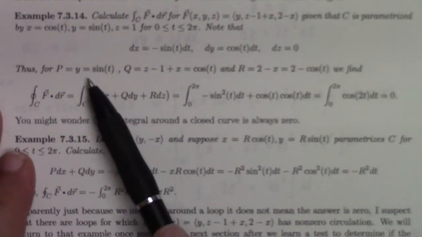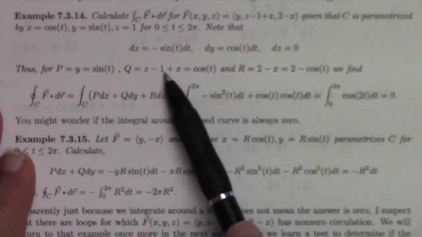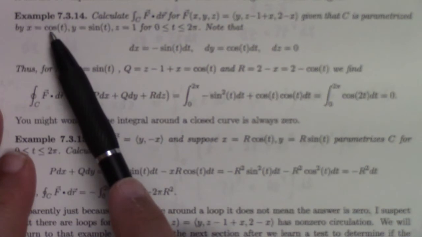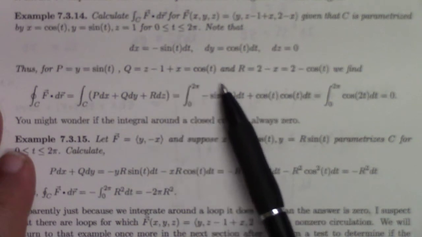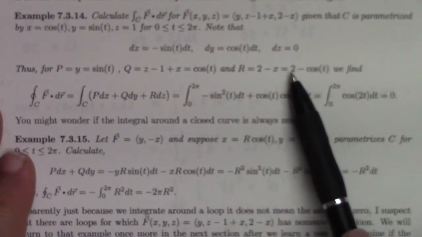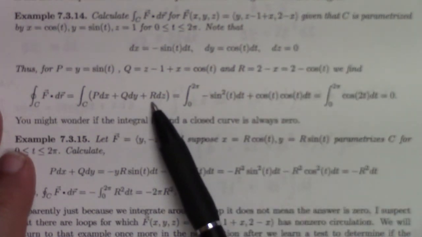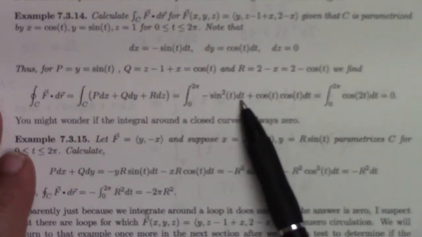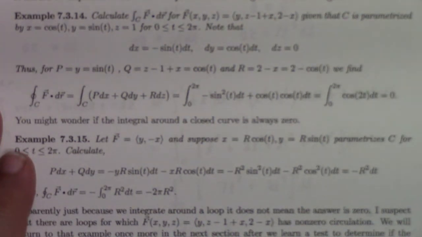And so when you plug in and evaluate, p is sine t, q ends up being cosine t, because z plus x is cosine plus 1, and cosine plus 1 minus 1 is just cosine. And then r is 2 minus x, which in this case is 2 minus cosine t. But then in some sense it doesn't matter because dz is 0, right? So p dx plus q dy ends up being this, which is the integral of cosine 2t dt, which is 0 again.